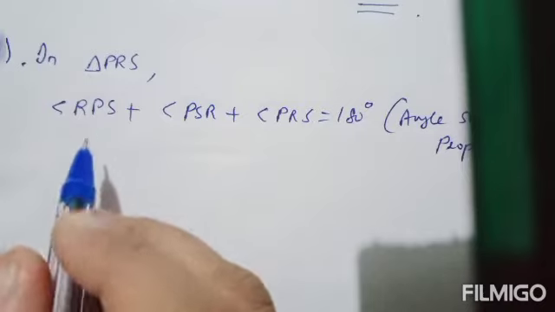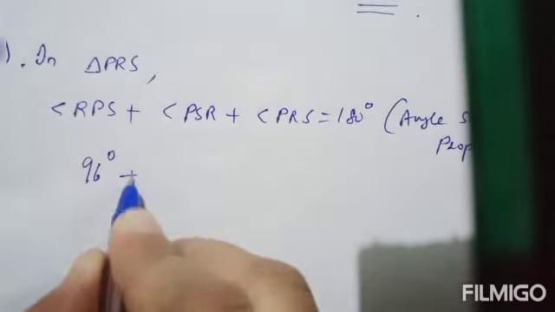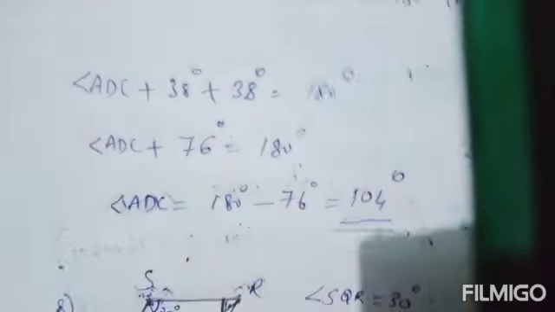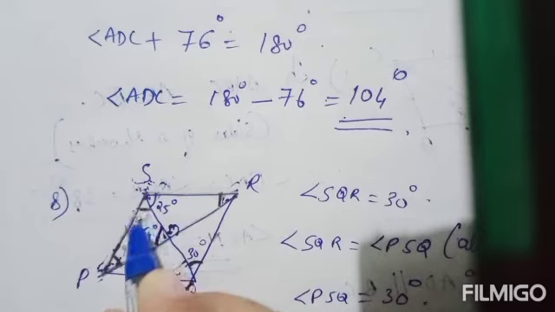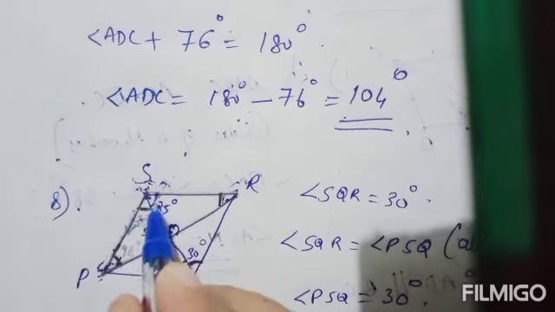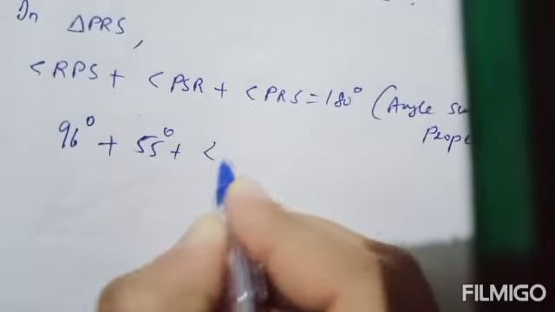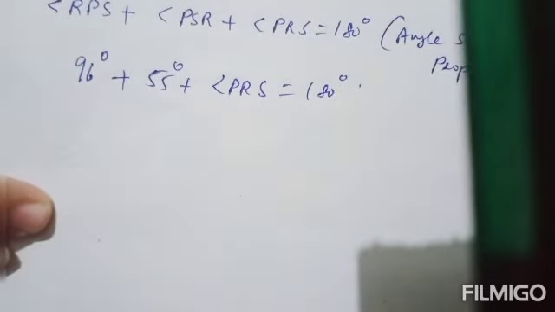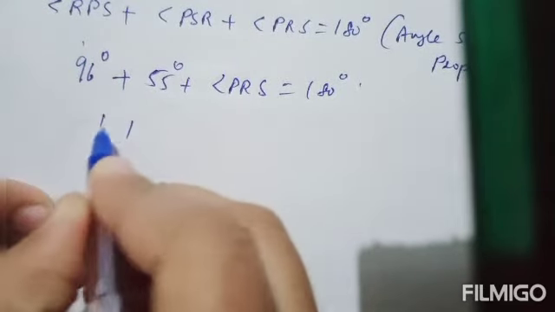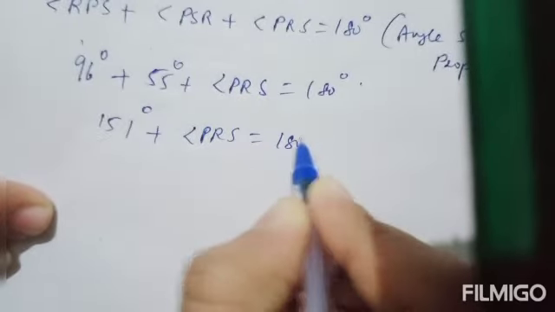Now angle RPS we got as 96 degrees, we found it in the first question, plus angle PSR. You can see in the diagram, this is 30 degrees and this is 25 degrees. So 30 plus 25 is 55 degrees. Angle PSR is 55 degrees. So 96 plus 55, what will you get? 151 degrees, plus angle PRS equal to 180 degrees.